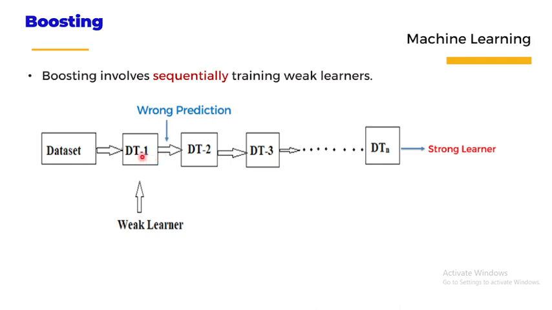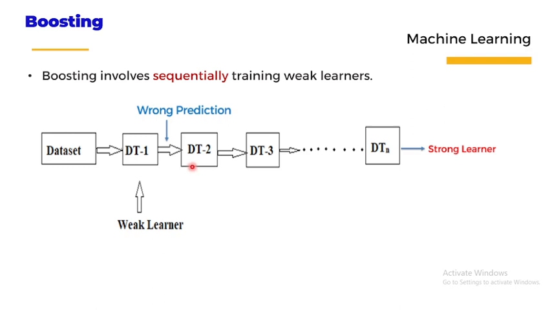The samples that are wrongly predicted are reused for the training of the next model, that is DT2. Whatever wrong predictions are generated by DT1, we pass for training to DT2. Similarly, we will do this till DTN. Each subsequent model can improve on the errors of the previous model, and at the end we will generate the strong learner. All of DT1, DT2, DT3 are weak learners.